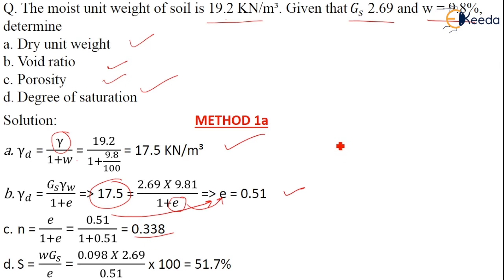From the basic definition, we have Se is equal to w into Gs. So just substitute the value. We only don't know the value of the degree of saturation, that is S. w is 9.8%, that is 0.098, into 2.69 by 0.51, into 100, because degree of saturation is taken as a percent. It is equal to 51.7%.